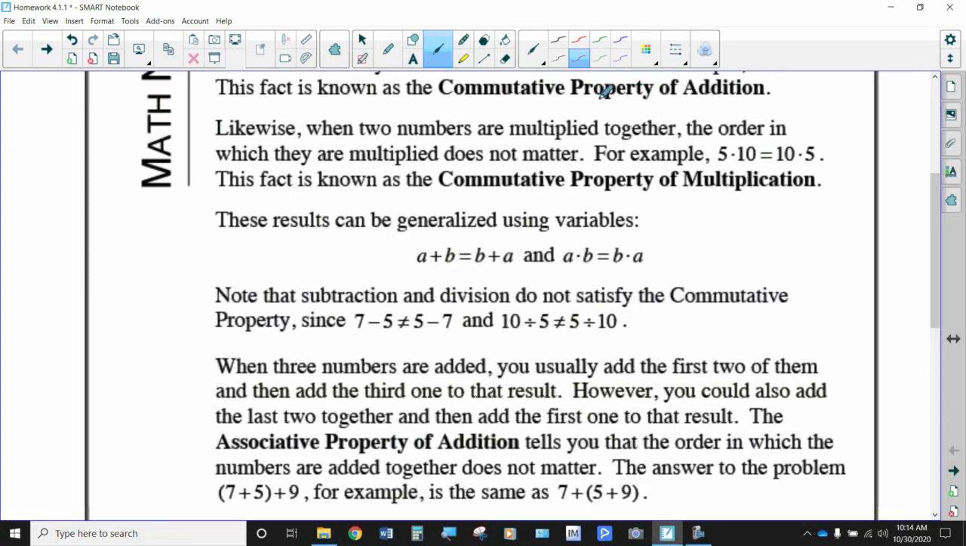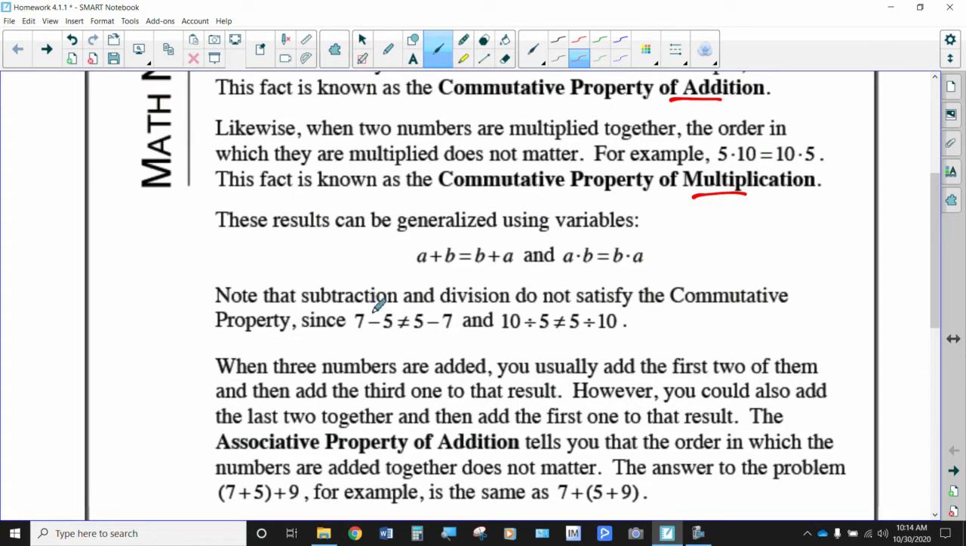One thing to note, it is commutative property of addition and of multiplication. We do not have a commutative property of subtraction because it does not work to rearrange the order of terms that are being subtracted. 7 minus 5 does not equal 5 minus 7.